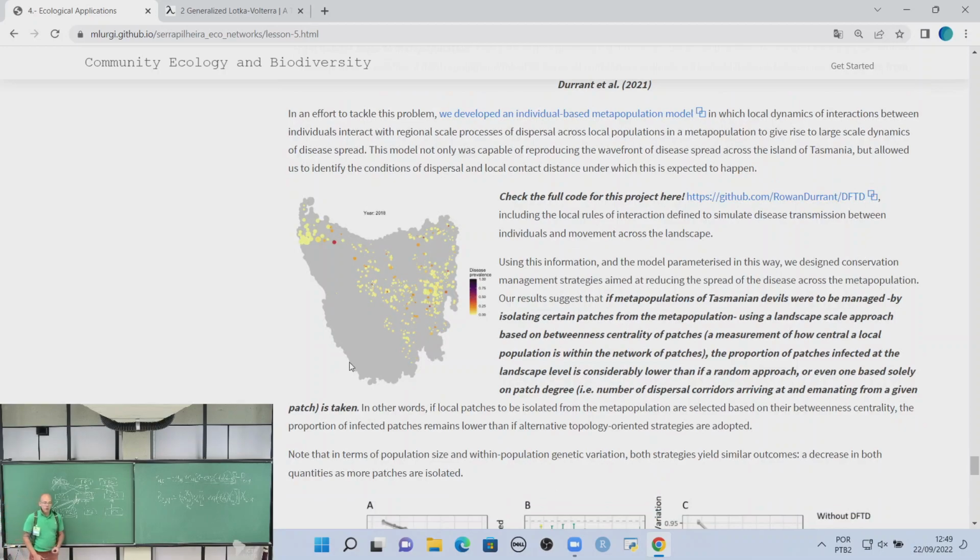And basically what we were able to do with this was to replicate the spatial wave of disease prevalence across the island. So this map here, which is an outcome of our simulations, describes pretty well what happened in reality. There is data about the different places the disease has reached since its introduction around here in 1996, and how it has wiped out local populations across the landscape from here to here.